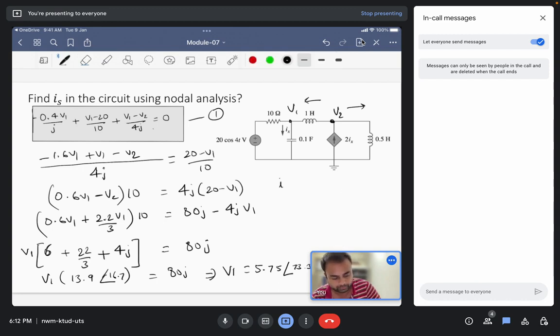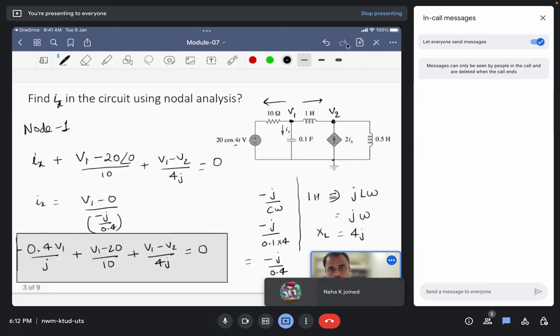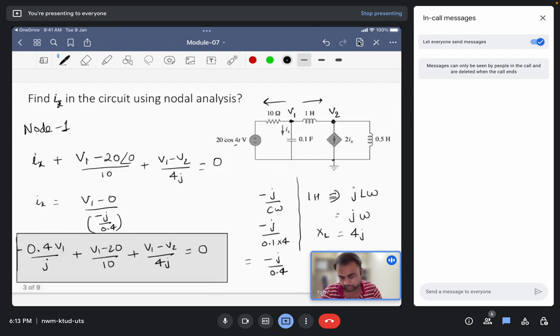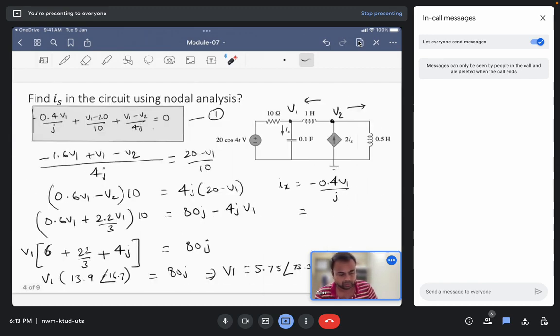Ix, as we found earlier, Ix was equal to minus 0.4 V1 by J. So I am taking this Ix from here. So Ix is minus 0.4 V1 by J. So now we just have to put the value of V1 in it to get the Ix term.